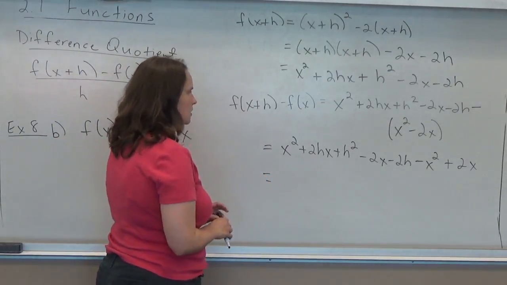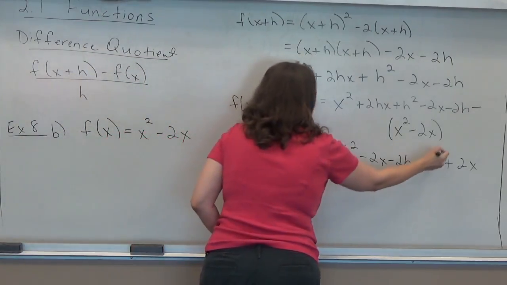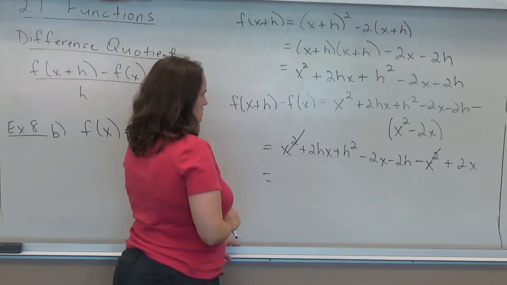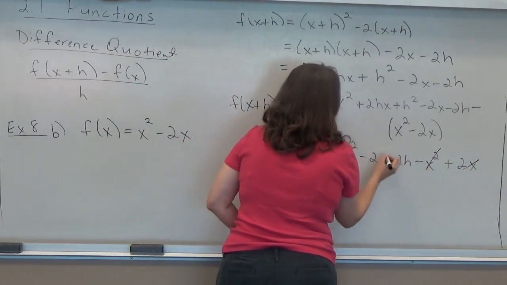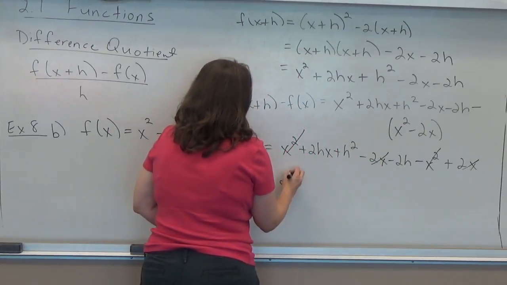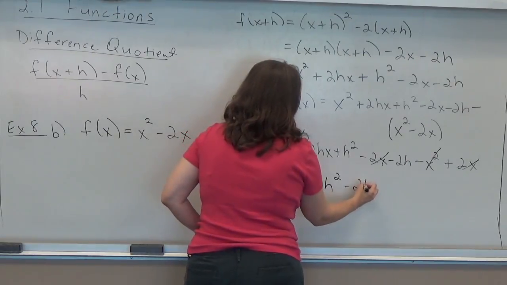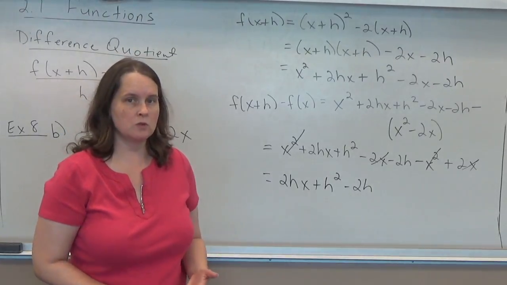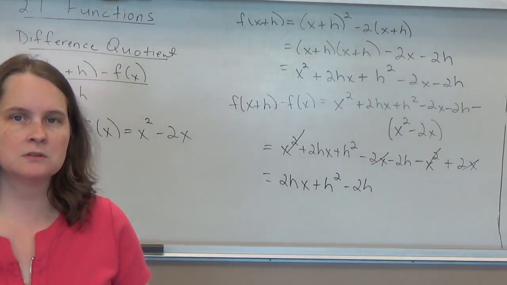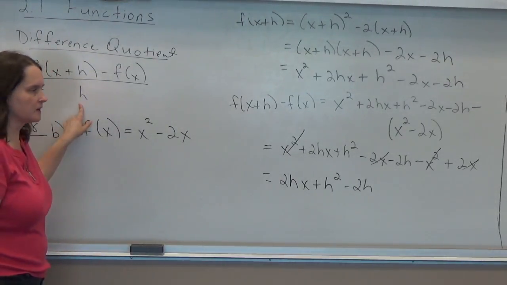What can I eliminate here? I can see I've got x squared minus x squared, so I can cancel that out. And you've also got negative 2x and a positive 2x, so they're gone. So I have 2hx plus h squared minus 2h. And then the only thing I have left to do at this point, do you know? Before I tell you, think about it if you need to for a second. I now need to divide what I just found by h, and I'll be finished.